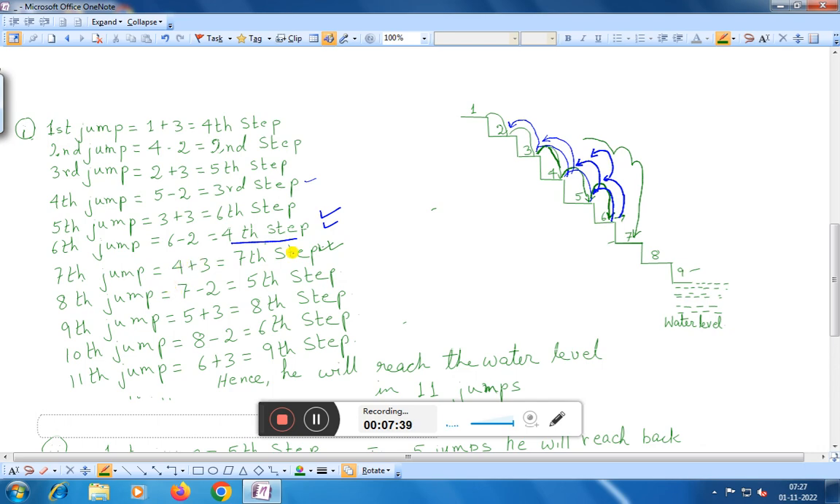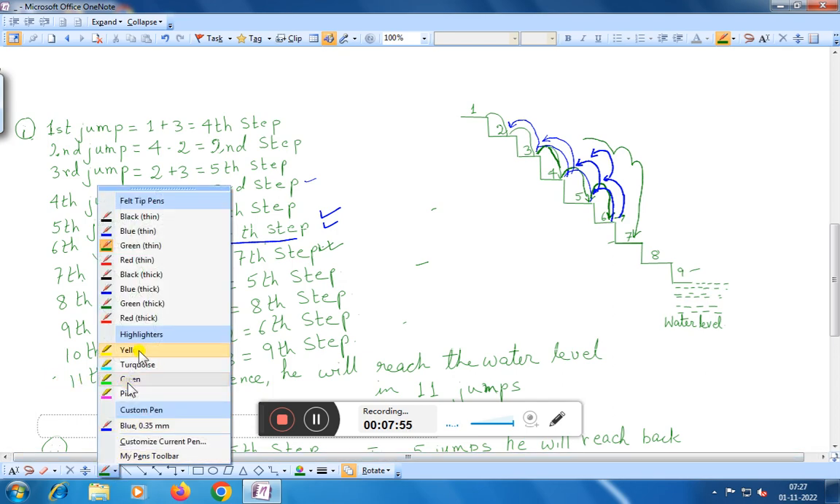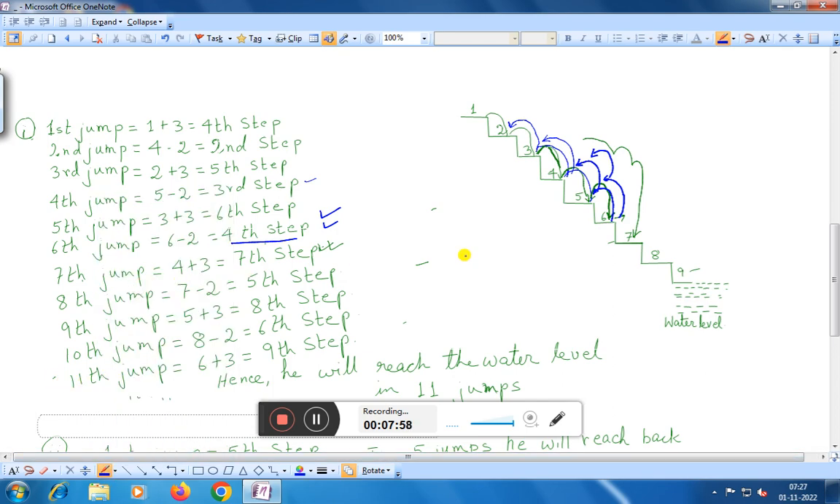Again back by 2 steps. From 7, 2 steps backward, we represent it by the blue line. From the 7th step back 2 steps means 7, 6, that means 5. So now he is at the fifth step.